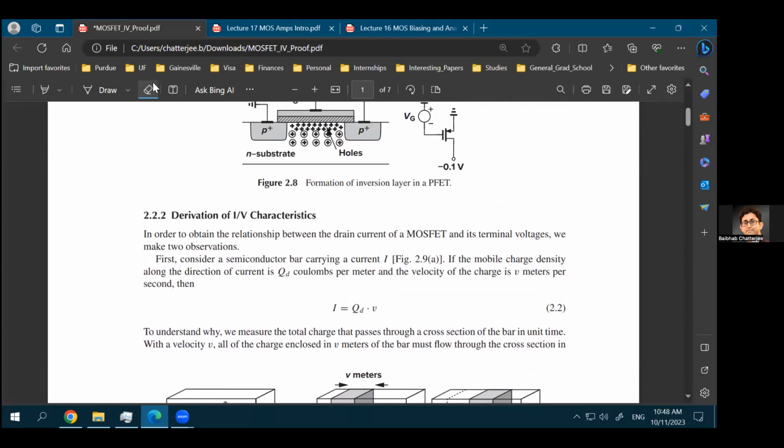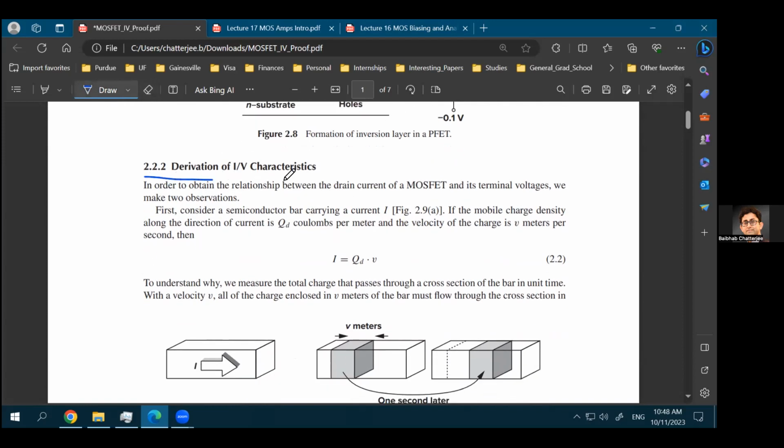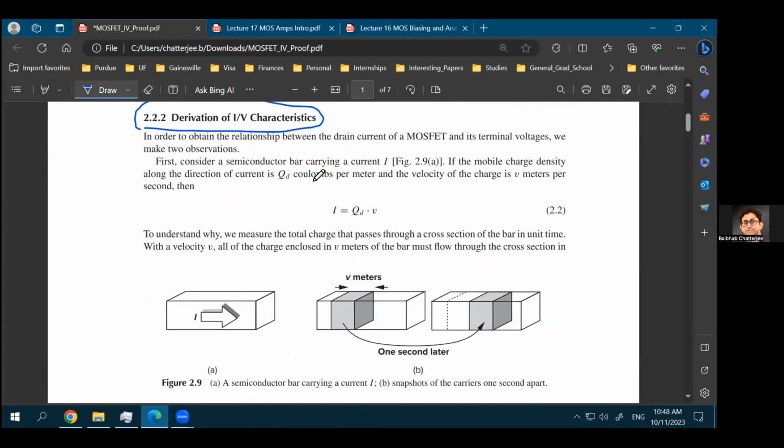All right. So I'll post this document on Canvas. What you basically need to go through is this derivation of the IV characteristics. This is also called IV characteristic or current versus voltage characteristics or ID versus VDS characteristic of the MOSFET. All of those terms will mean the same thing. It's basically the drain current versus the drain to source voltage of the MOSFET.